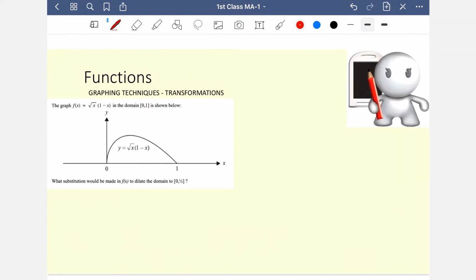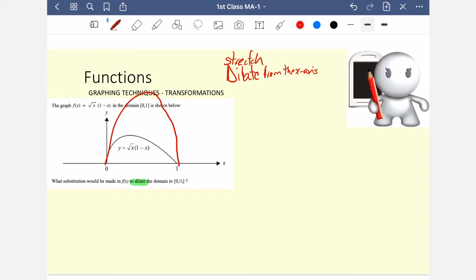Okay, now the next type of transformations is mentioned in this question over here, and what we have is a dilation. Okay, so dilation is a stretching. So you can stretch away from the x-axis, which will make this like that. Okay, so that's your x-axis dilation.